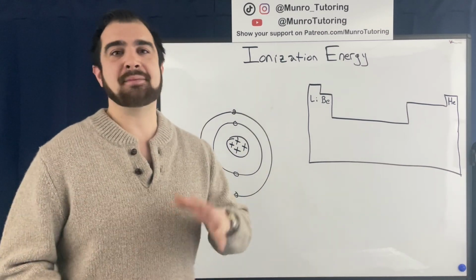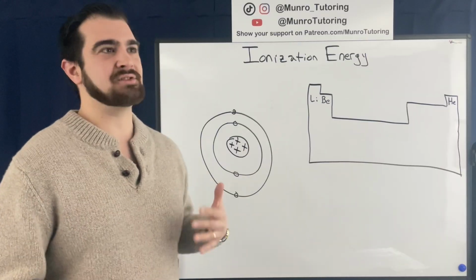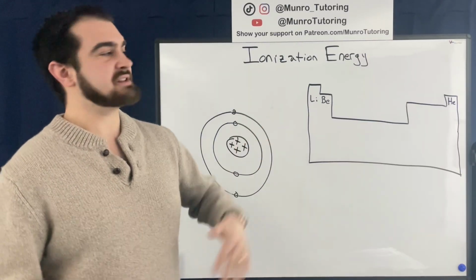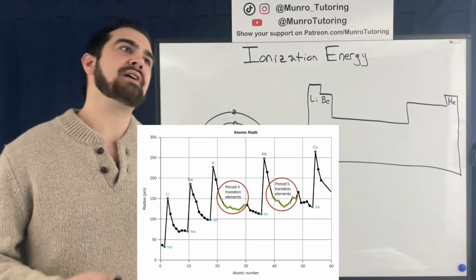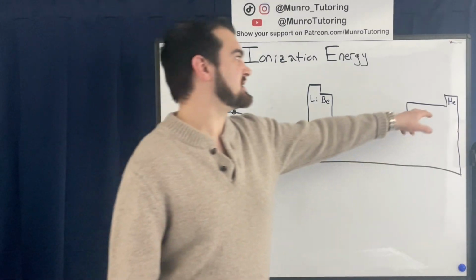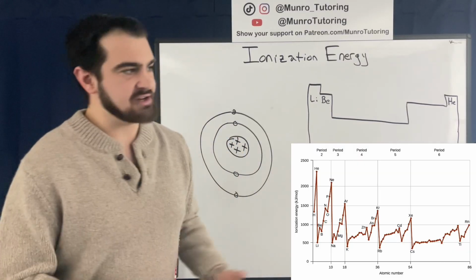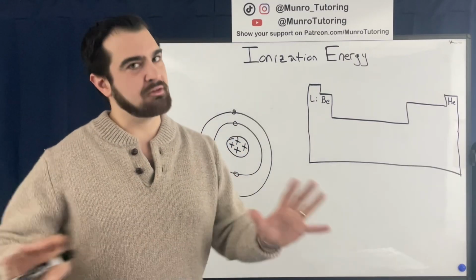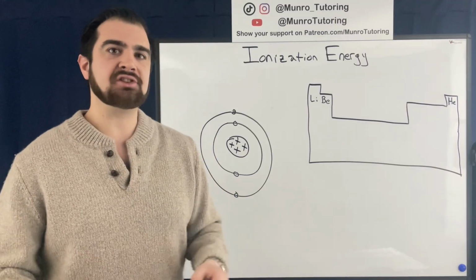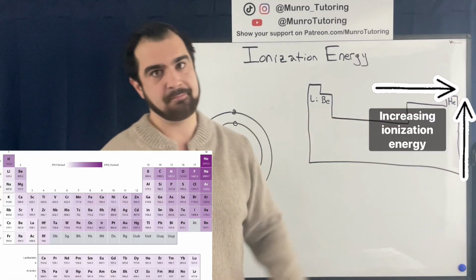I mentioned in the atomic radius video that there are exceptions as well, that atomic radius gets larger down to the left, but there are some funky things that happen in the middle. And with ionization energy, there's some interesting stuff that happens in different locations as well. So again, we're just talking in general right now that the ionization energy increases up and to the right.